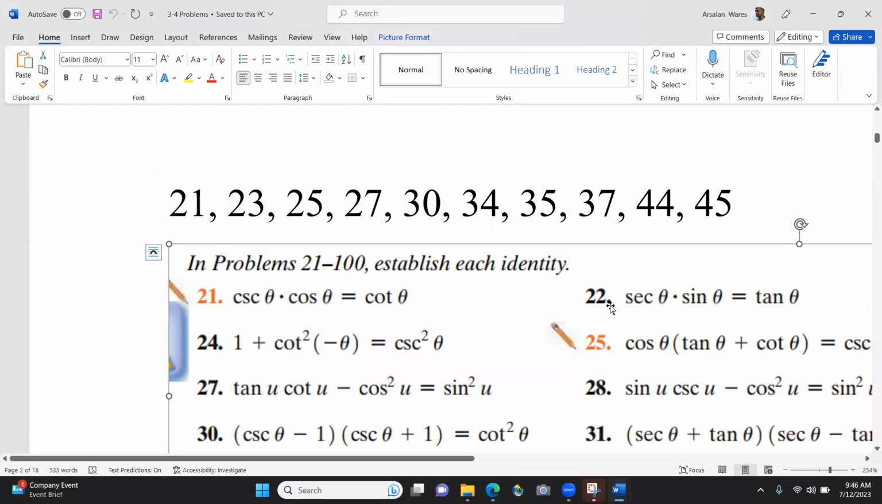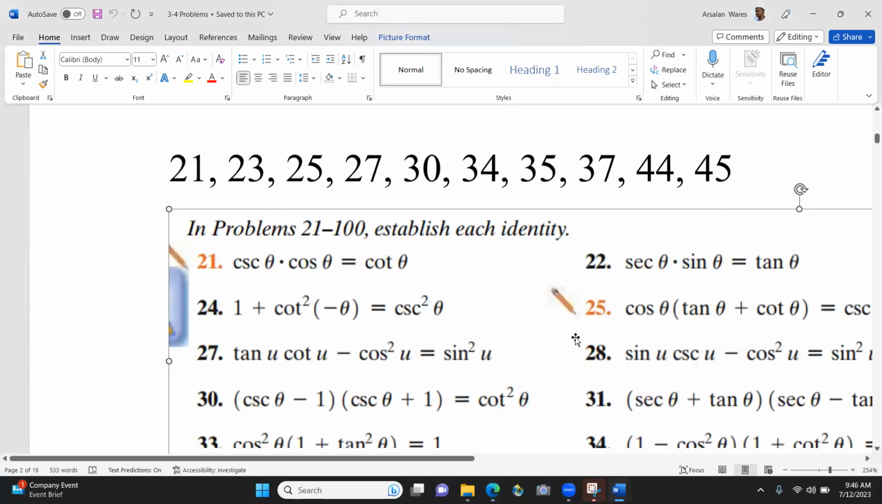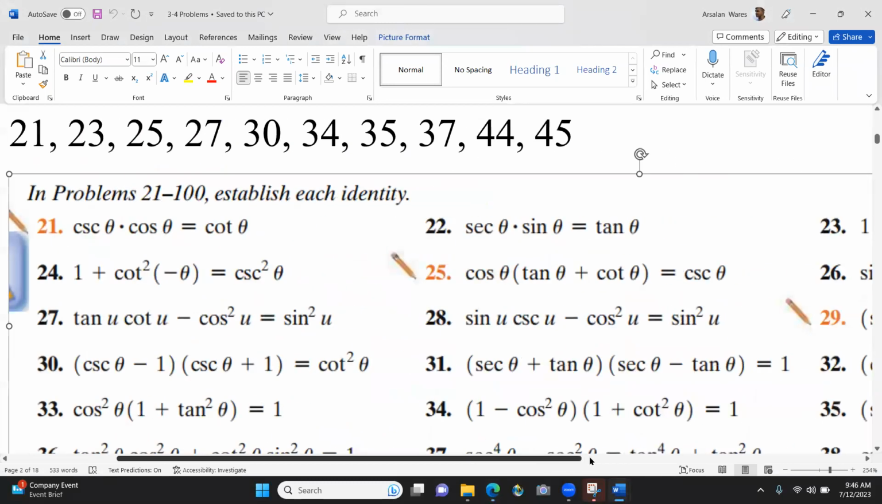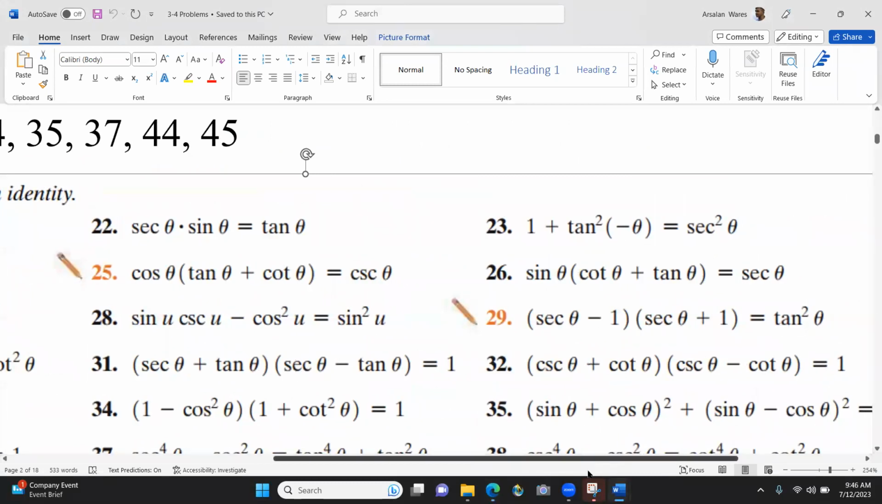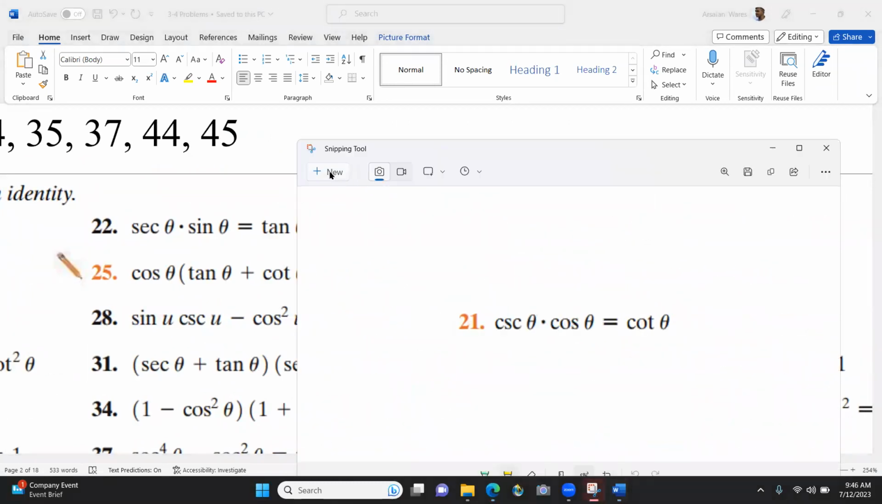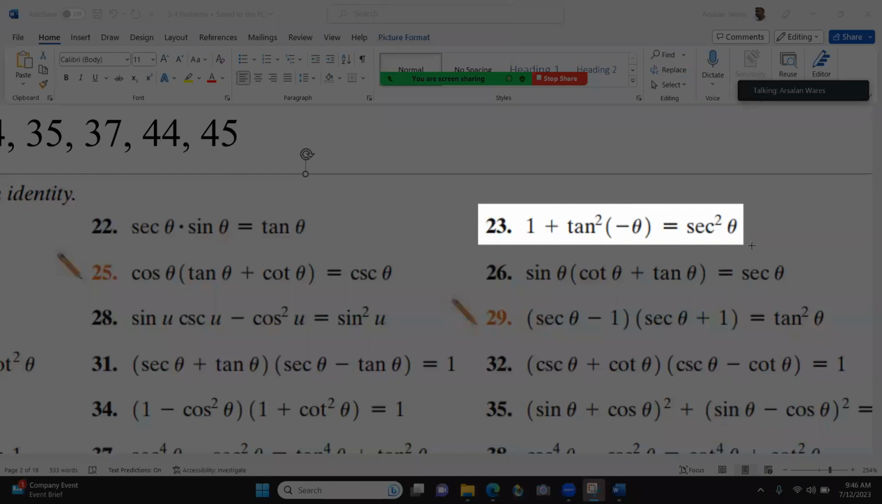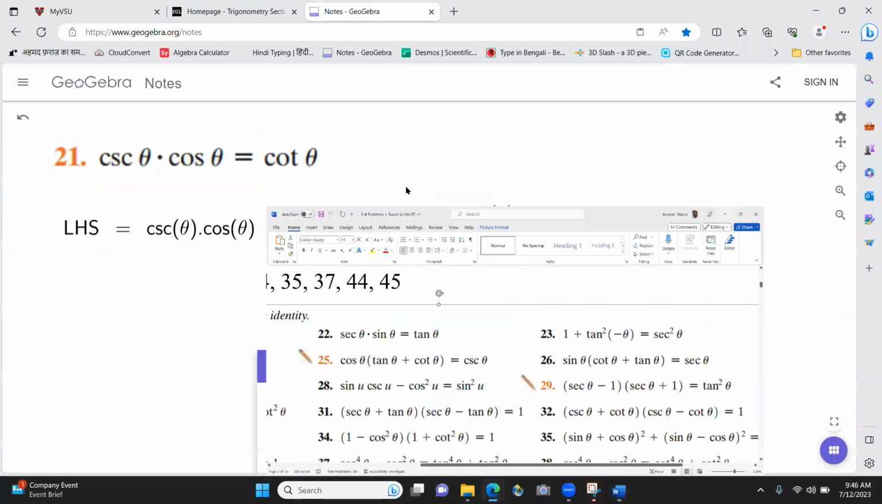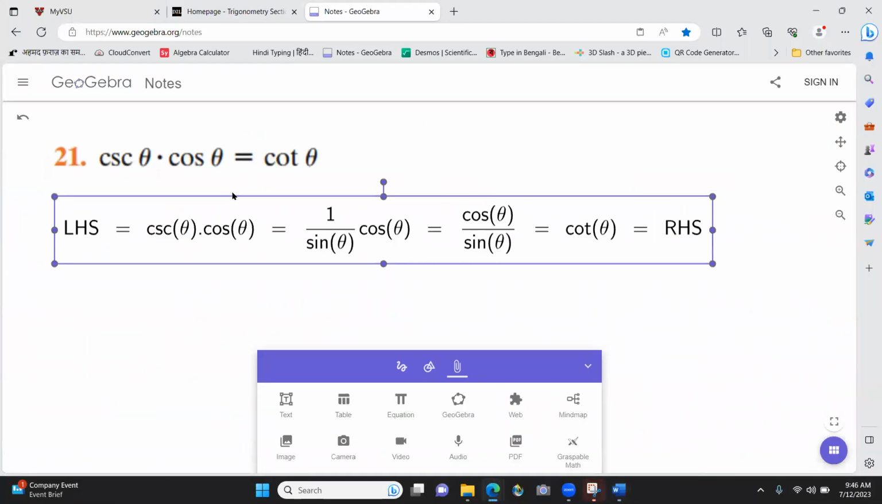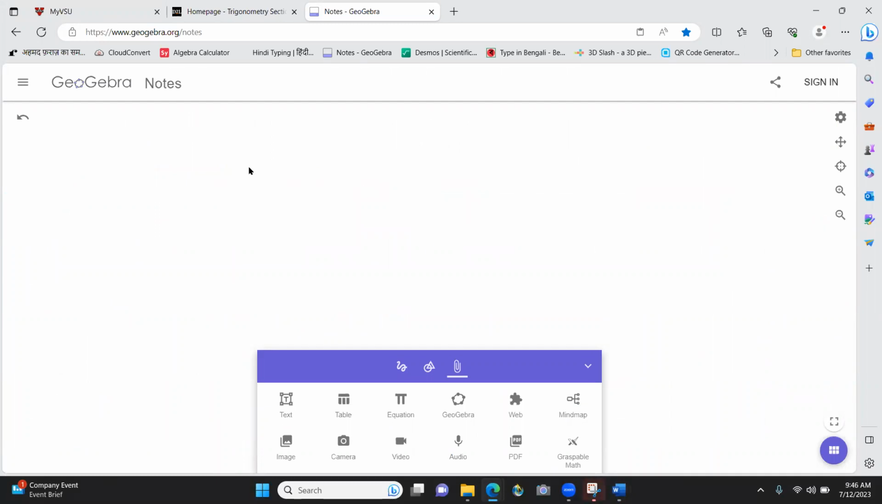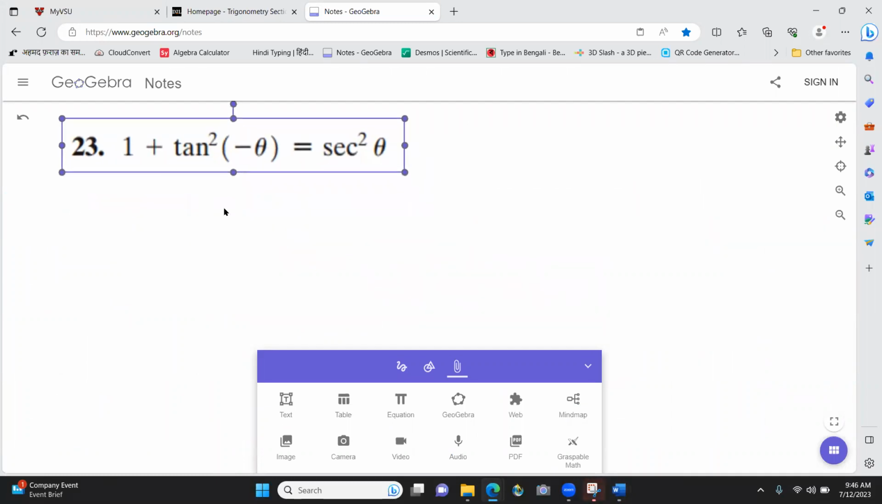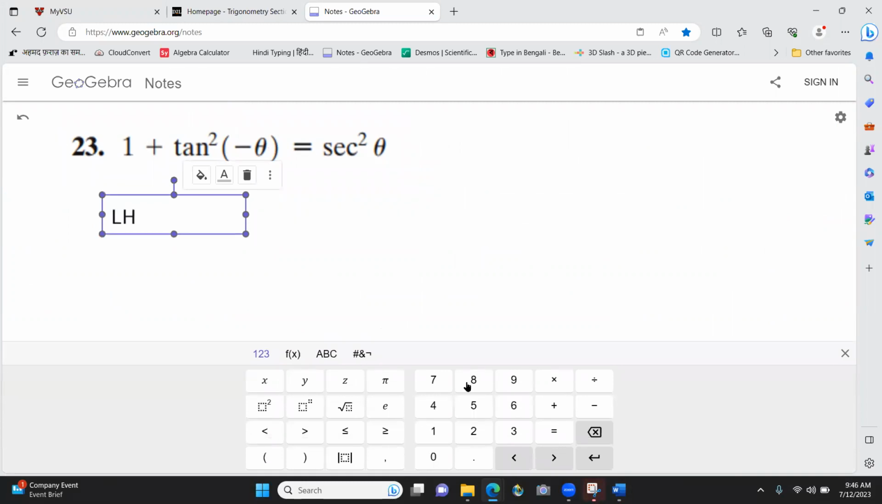All right. 22 is very similar. Let's try 23. And of course, you can pick your problem. That's not a bad one. Let's try it. It's worth our time. 23. All right. So again, I take the one that's difficult. I would say the left-hand side is difficult. So I'm going to start with the left-hand side.